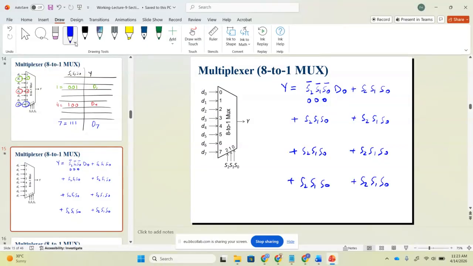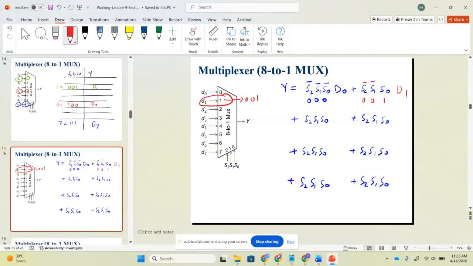So now I'm looking at the red one. What is the code for one? The code for one is 001. So what should I write? Help me. I want bar. S2 bar and then S1 bar and then D1. Got it or not got it?